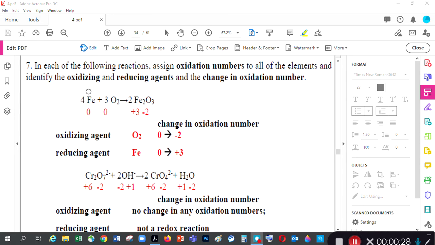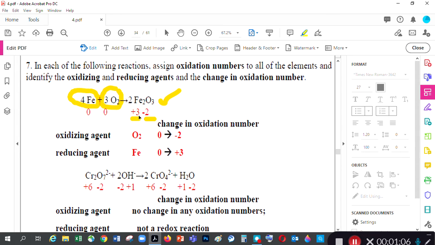Here we have iron reacting with oxygen to produce iron(III) oxide. This is iron(III) oxide. So let's look at the oxidation states for each of iron and oxygen. Iron by itself is 0 because it's just a neutral element, and oxygen as a molecule by itself, neutral, is 0. Oxygen within any chemical compound, most of the time we say is -2. And iron here, because it's 3 here, iron has to be 3 plus.